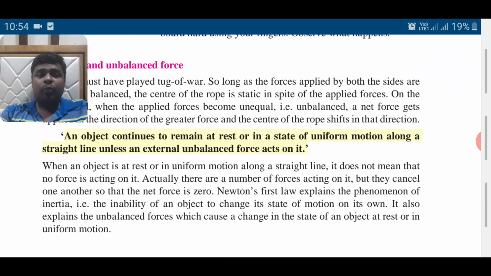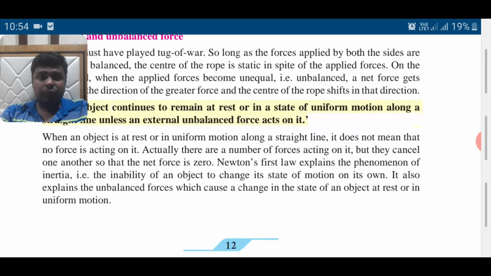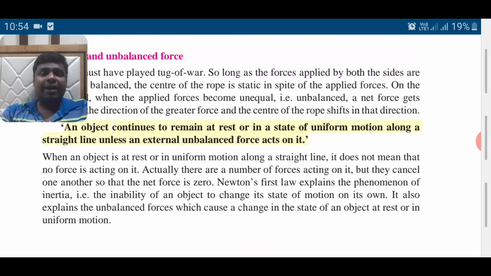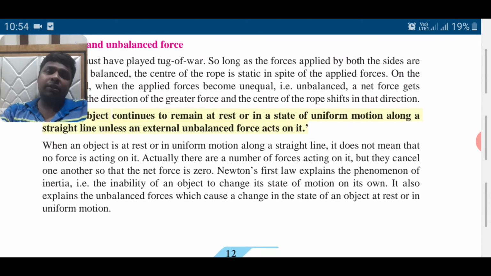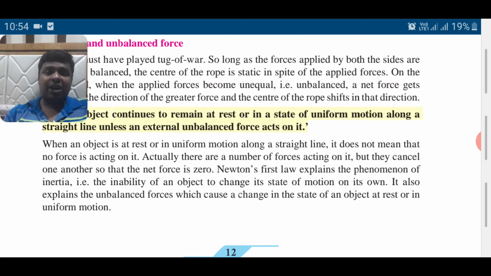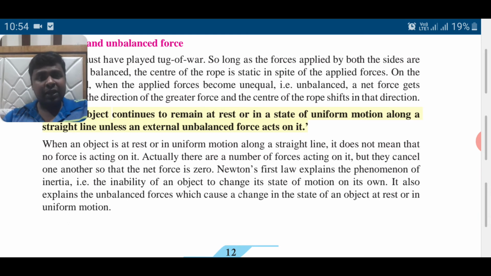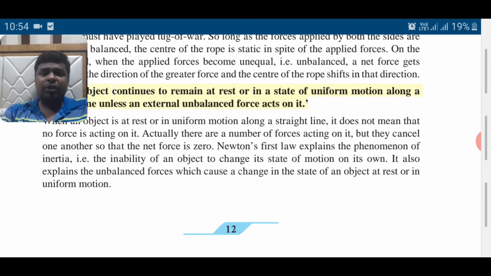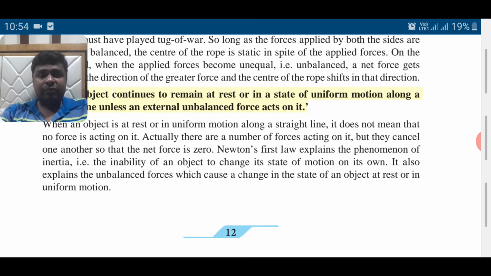Okay, understood. But what about things which are in motion? Suppose a football is moving, suppose a car is moving, and it should continue maintaining its motion according to Newton's first law. But why does it stop? Reason is friction. If you go in space and throw something, it will continue its path until something comes in between and stops it. Some external unbalanced force is applied on it. Then only it is going to change direction. Otherwise, it will continue in its path. So when an object is at rest or in uniform motion in a straight line, it does not mean that no force is acting on it. Actually, many forces are acting on it and the net force is zero.